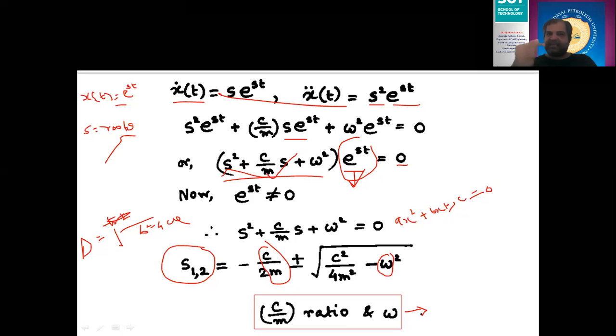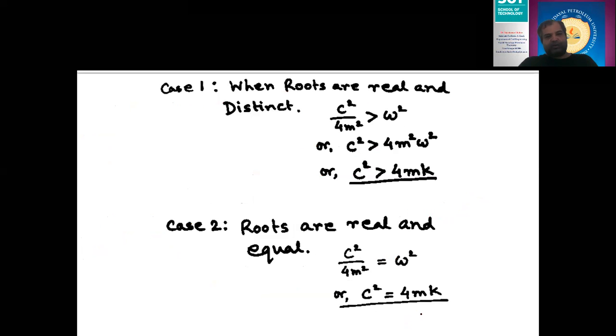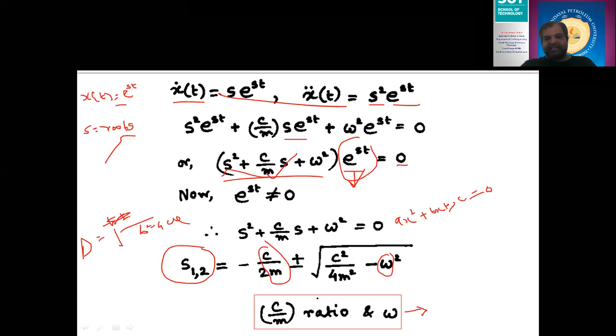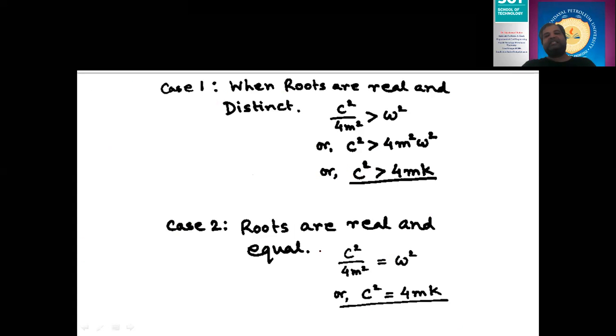One is the c by m ratio, which depends on whatever value of damping you are going to consider, and second is omega, whatever value of natural frequency you are going to consider. Now, based upon this term, I'm going to define my three cases, as this root has these three mathematical possibilities. The first possibility is when these roots are real and distinct.